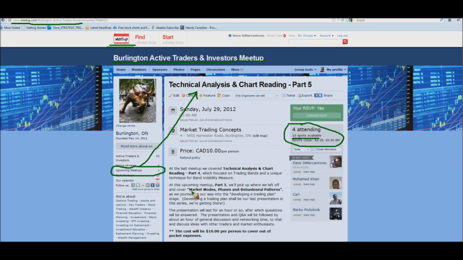We're going to cover market modes, phases, and behavioral patterns. We'll be covering some of the concepts of reversion to the mean, breakout momentum, different market modes, phases, and behavioral patterns. So it should be a great meetup. We're looking forward to seeing all the extended community members of our trading community, and discussing new concepts. We'll probably be heading towards somewhere around eight of these educational meetups where we do presentations, and then we'll get back to our usual format.